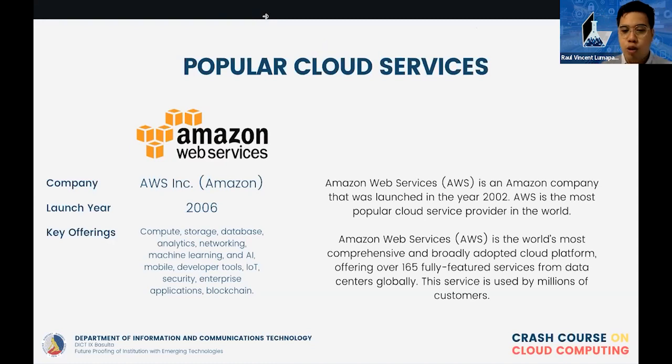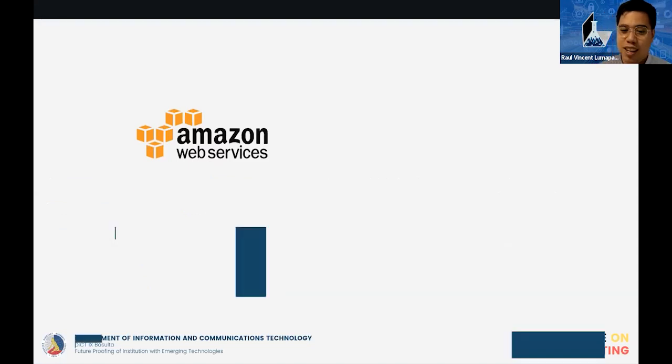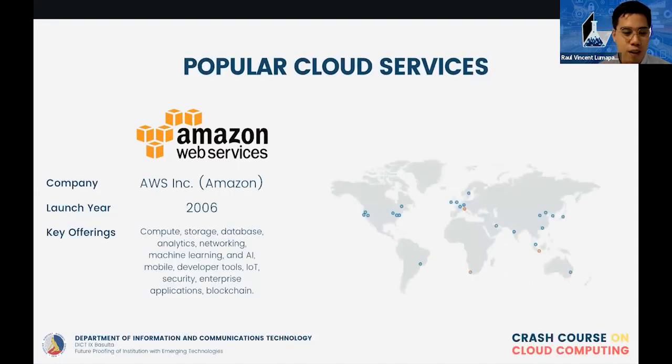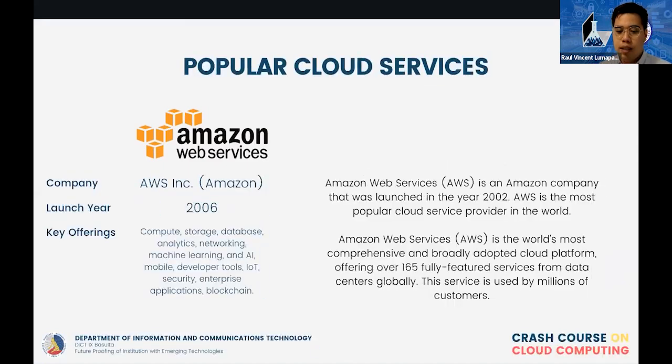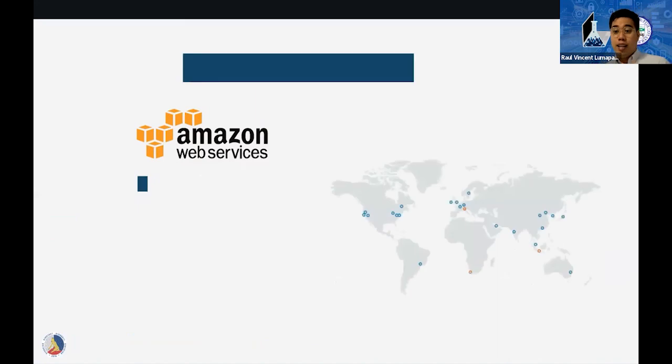AWS is the world's most comprehensive and broadly adopted cloud platform, offering over 165 fully featured services from different data centers globally. So these are the different data servers, or data centers, globally.